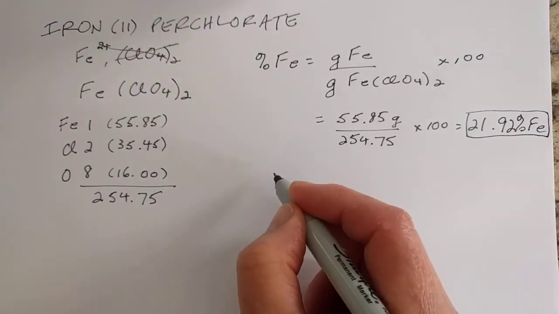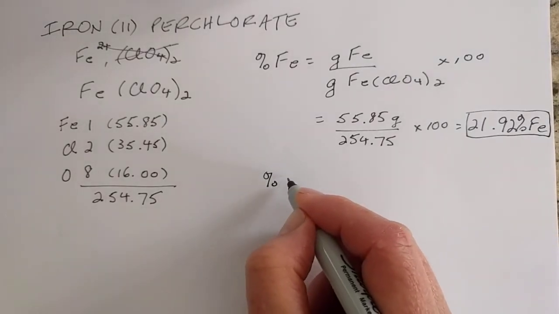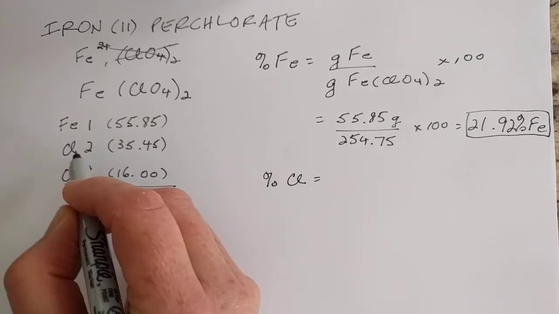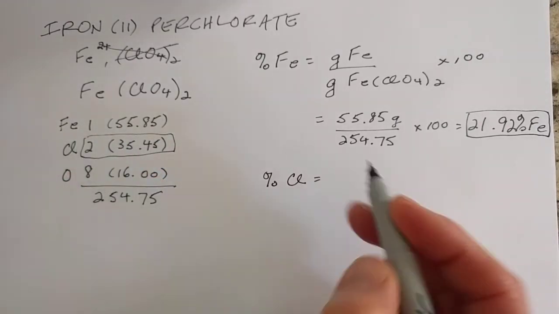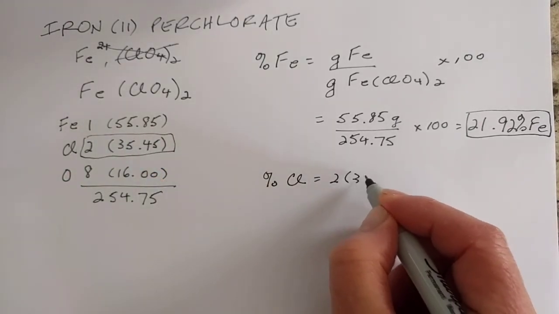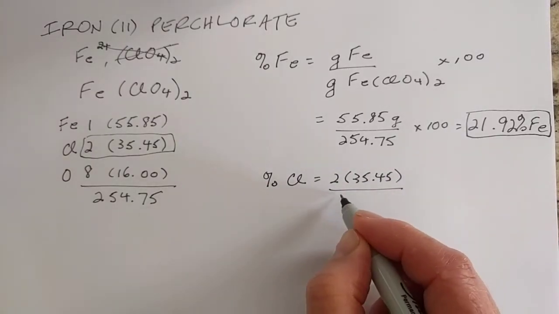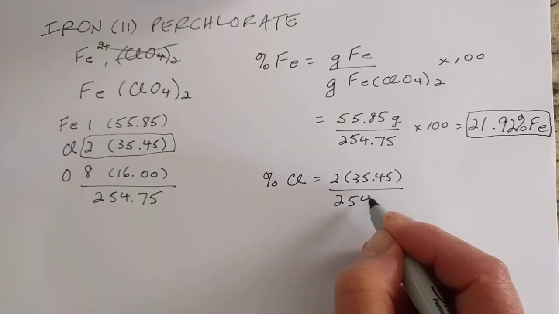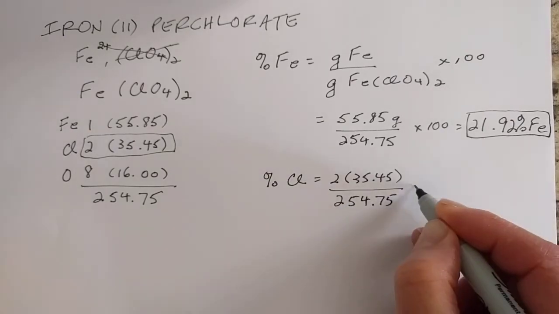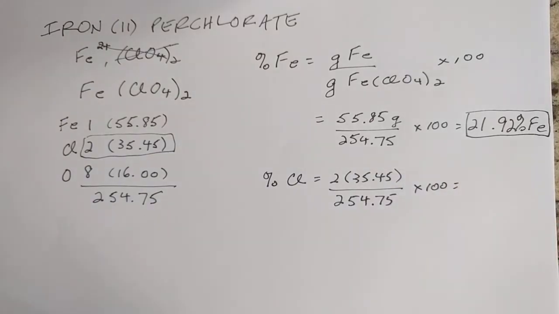Okay, now let's do chlorine. So the percent of chlorine is equal to the total mass of the chlorine. So 2 times 35.45 divided by the total, the mass of the compound, 254.75 times 100. All right, let's do that. 2 times 35.45 divided by 254.75 times 100 equals, so we get 27.83% chlorine.